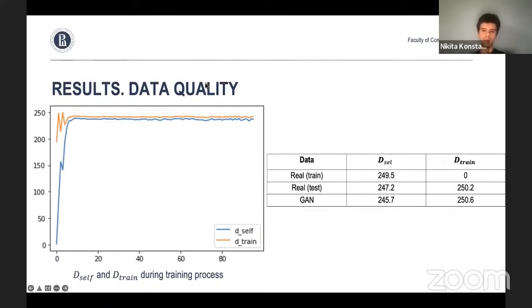Let's look at results. Here we can see the metrics dself and dtrain for real data and for generated data. For real train data, dtrain is of course 0, because the distance between this dataset and the train dataset is 0, but for the other metrics we can see that the generated data is almost the same as real data. It shows us that in some cases we have data from the same distribution, based on this metric.